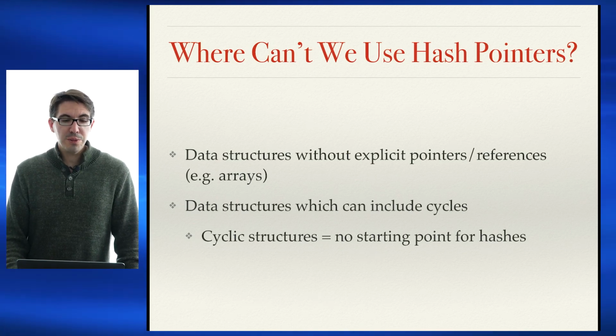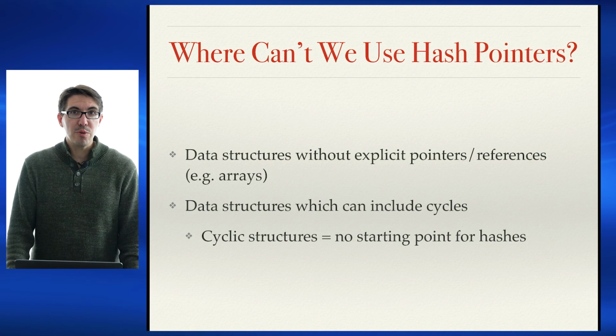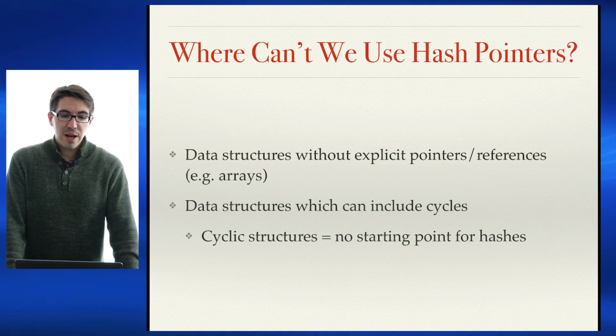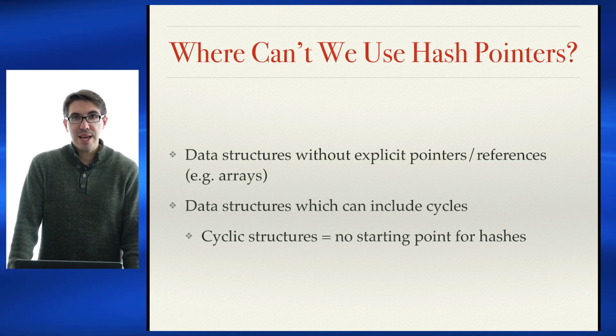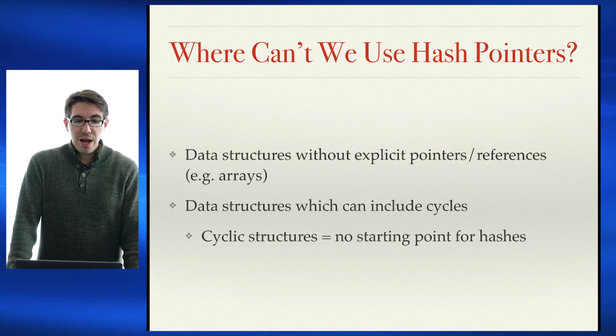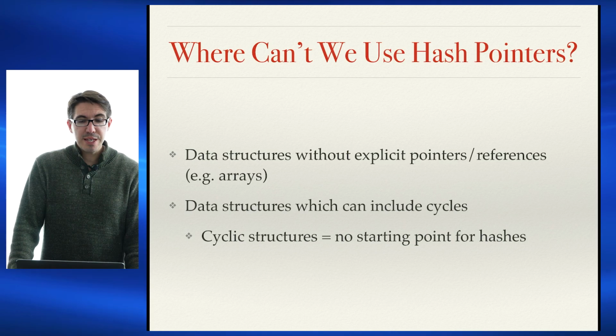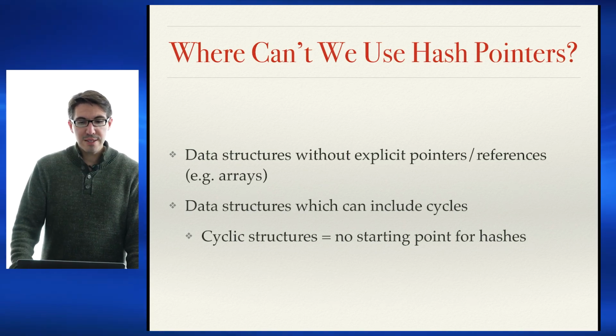However, there are a few places where hash pointers cannot be used. First is in any data structure that doesn't have explicit pointers. We could protect these in other ways, but just using a hash pointer, we can't create pointers to different elements in an array, for instance, since those are all simply offset from an initial point. You also cannot use a hash pointer in any place that a data structure has cycles. That is, data structures must be acyclic.